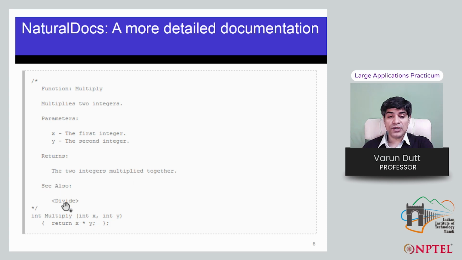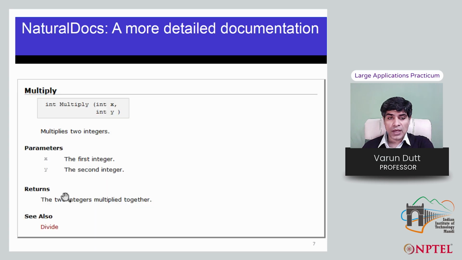And then it also says C also divide, and this is basically hyperlinking. So there is a function called divide in the same code which we are referring to. So if we click that, in the documentation we will be able to go to the definition of divide. So if you run Natural Docs again and open the index file in the browser, you will see documentation like this, where you can see the parameter defined, 2 integers multiplied together as the return type, and C also divide, which if you click will take you to the documentation of divide.